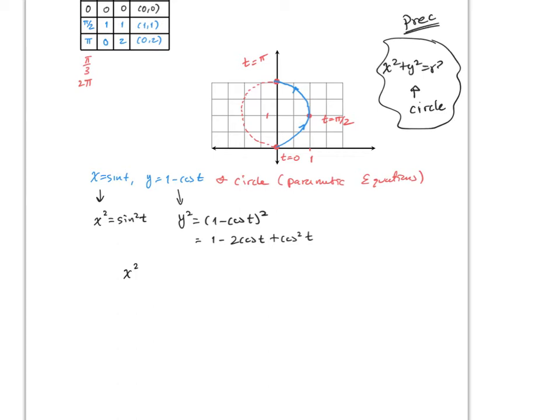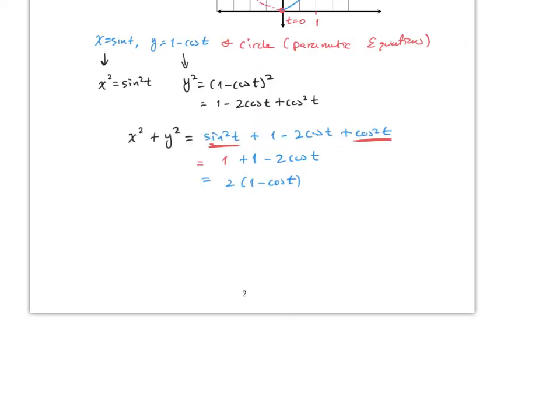So everybody needs to remember this. Therefore, x squared plus y squared in our case is going to give us sine squared t plus 1 minus 2 cosine t plus cosine squared t. But remember that sine squared plus cosine squared is 1. So therefore, this will be 1 plus 1 minus 2 cosine t, which equals 2 times (1 minus cosine t). But remember that 1 minus cosine t is the same thing as y. So therefore, this is what we have so far: x squared plus y squared equals 2y, or x squared plus y squared minus 2y equals 0.